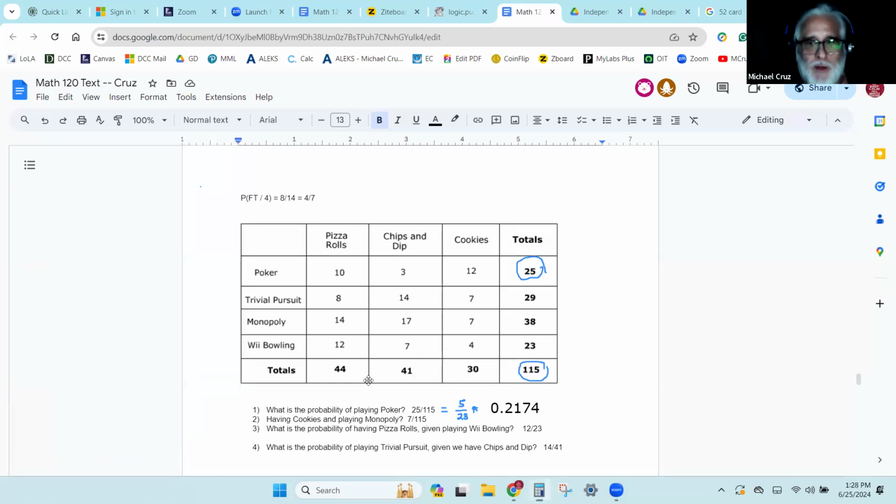The second one is already rounded. This is just saying have cookies and playing Monopoly. It's still the 115 on the bottom, and you're looking for cookies and Monopoly. So 7 over 115, the intersection of cookies and Monopoly. Now here are the conditional ones, and these are going to have a different denominator than the 115, because the condition is going to take some of them out. What is the probability of having pizza rolls given playing Wii bowling?